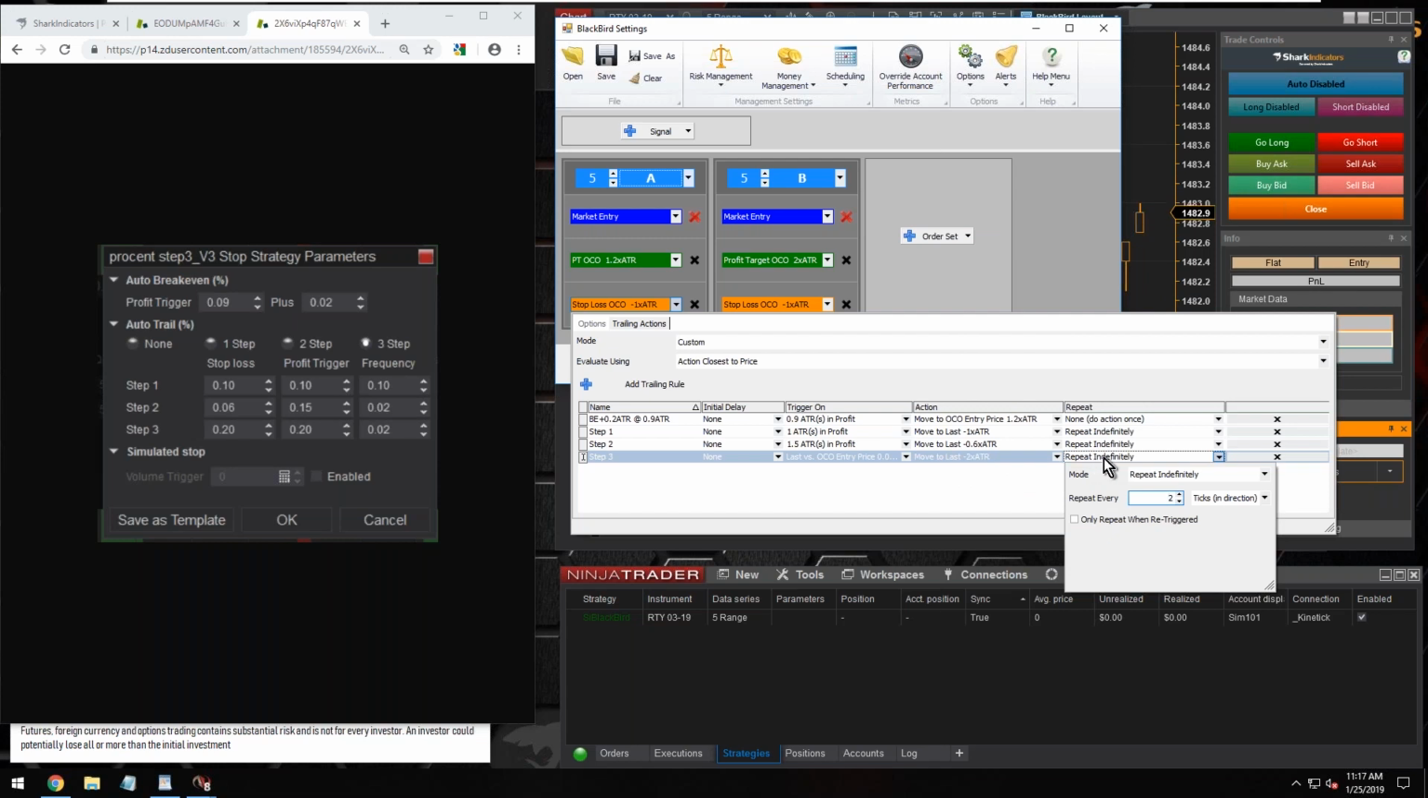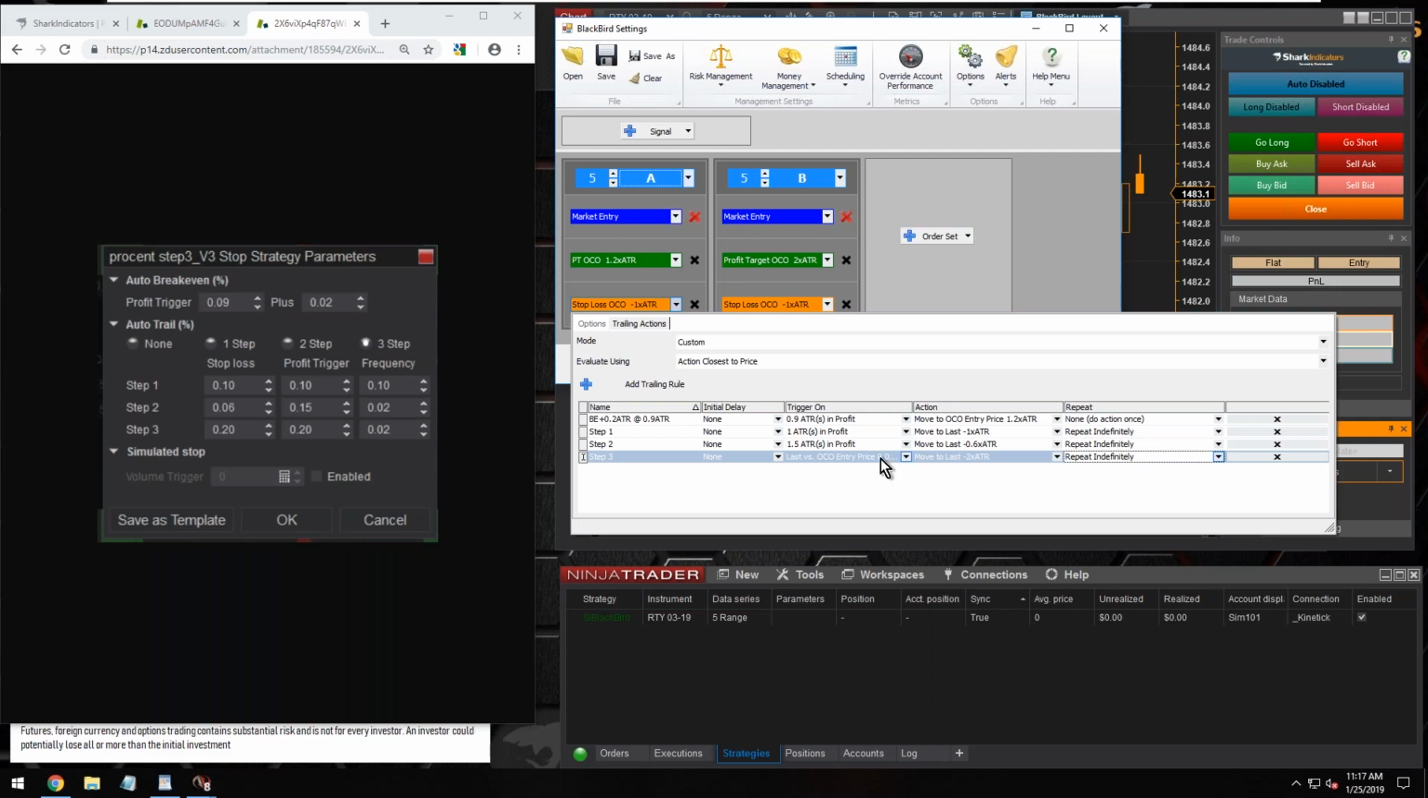As far as the frequency, the frequency distances, there is no workaround for that. This is all fixed, so that's going to be in ticks no matter what. So there you go. For the profit trigger and the stop loss, there is a workaround using a custom percentage indicator.